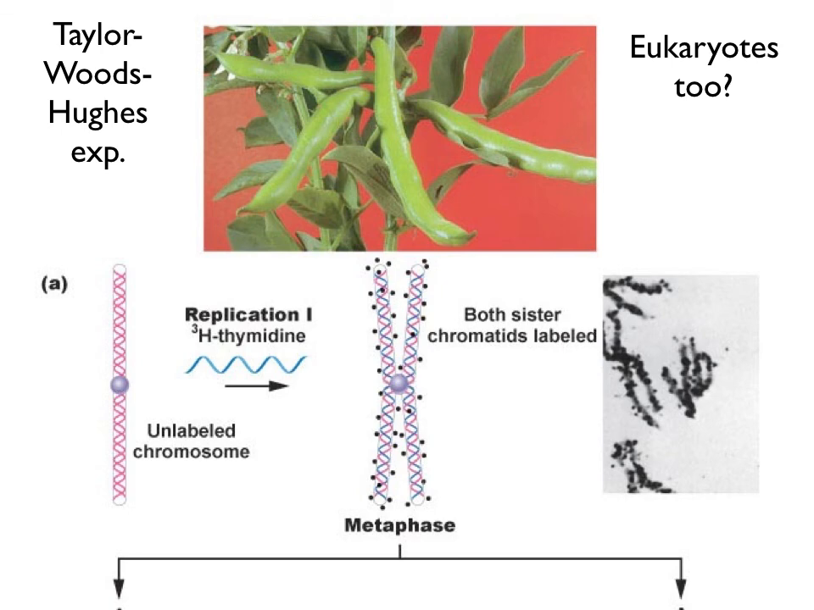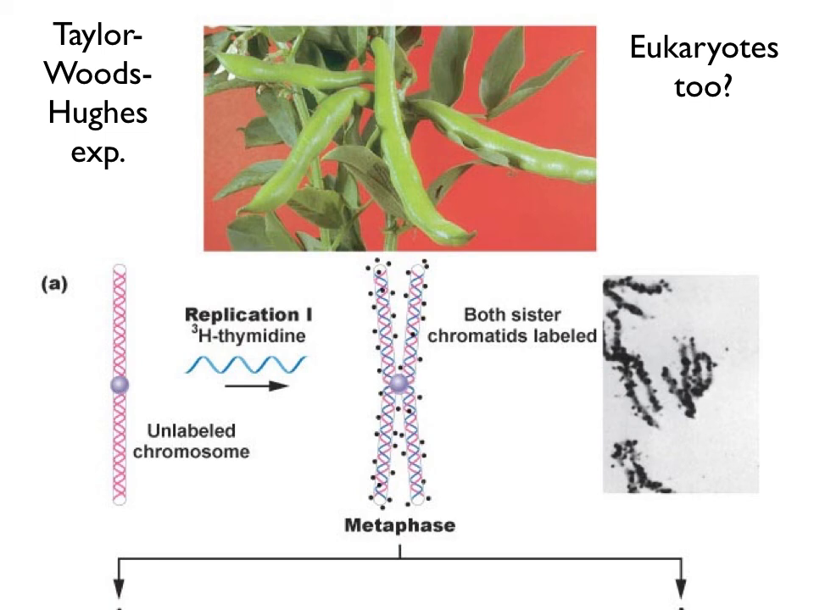At the same time, Taylor, Woods, and Hughes ran a complementary experiment in plants to make sure the same thing is going on in eukaryotes as is going on in prokaryotes, like the bacteria that Meselson and Stahl used. And so what they did was they radioactively labeled hydrogen in these plants and then allowed them to replicate their DNA.